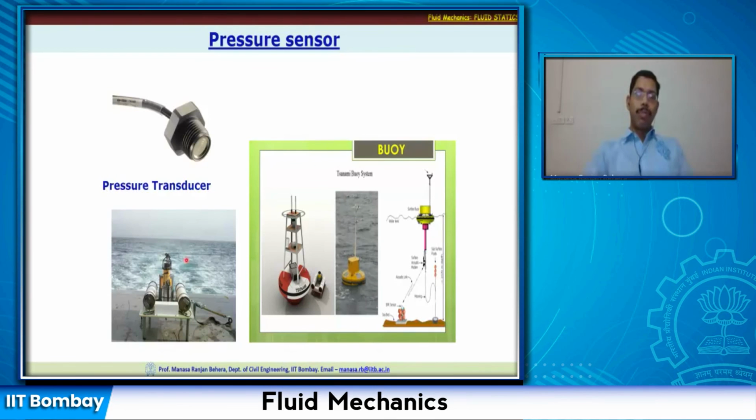There are a lot of pressure sensors which are used to measure very high pressures at depths of, let us say, 3000 meters, 4000 meters under the sea, and these are implemented for measuring the differential pressures during a tsunami or any extreme events in the sea. So the tsunami buoy system usually uses such kinds of pressure measuring systems. All right, so I think with this we'll stop here.